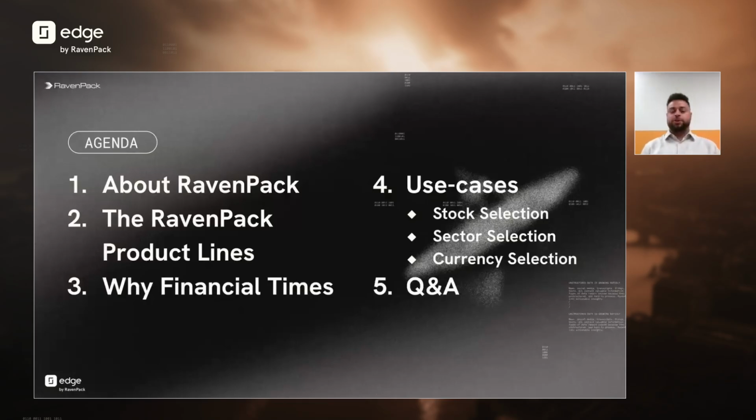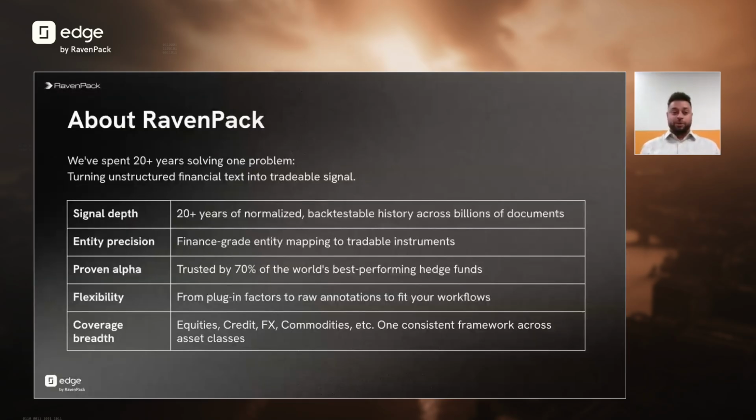Okay, so just to start off with a little bit about RavenPack. We've actually been around since 2003, believe it or not, so 22 years, and we're a natural language processing company. In that time, we've built up a repertoire where we work with a whole range of the world's largest asset managers, hedge funds, and banks. And really what we do is we turn huge amounts of unstructured textual data into structured analytics, okay?